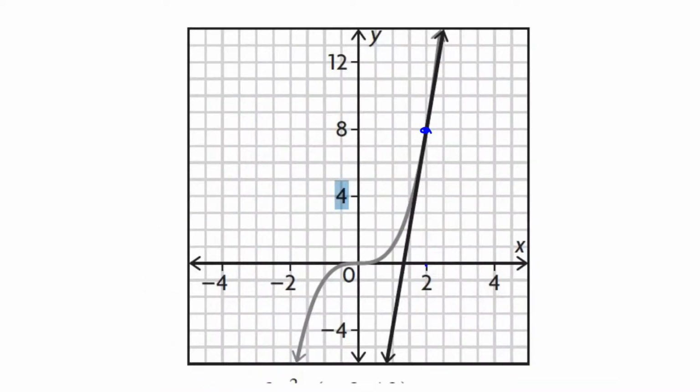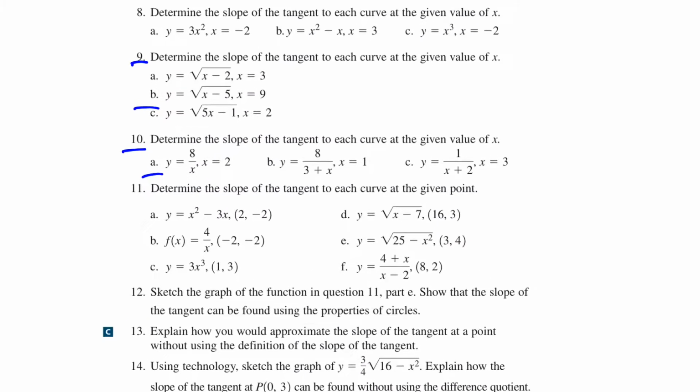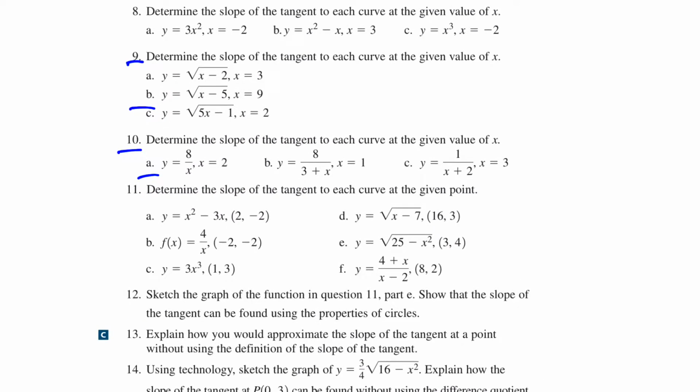The graph of y equals x cubed and the tangent line at x equals 2, at point (2, 8), is shown in this diagram. In questions number 9 and 10, we are looking for the slope of the tangent line to the graph of the given function at the given point. 9 part B, slope of the tangent line to the graph of y equals square root of x minus 5 at x equals 9, and 10a, the slope of the tangent line to the graph of y equals 8 over x at x equals 2.